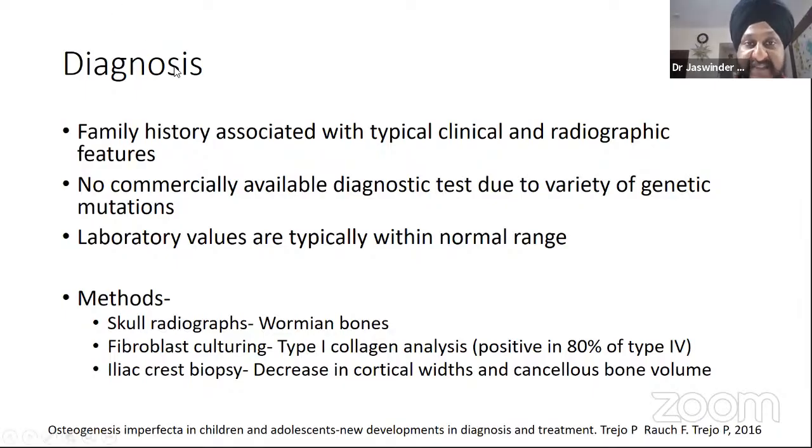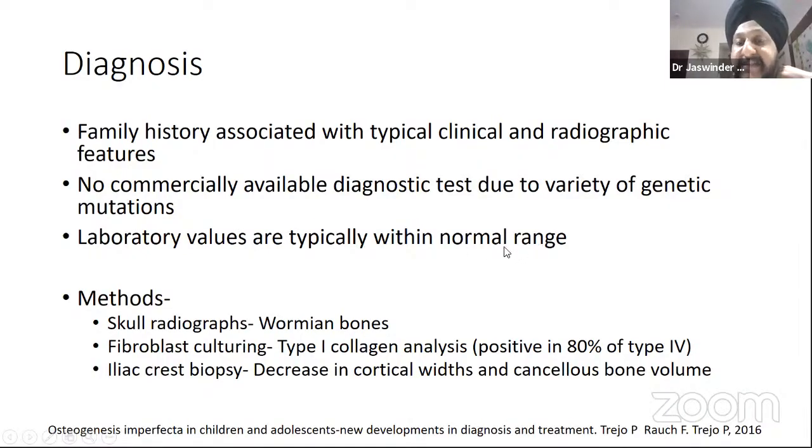Coming to the diagnosis of this disease, we'll also include the clinical features for the sake of the DNB students, the PG students here. So the diagnosis is basically based on the family history of the disease associated with the typical clinical and radiographic features. As such, there is no commercially available diagnostic test due to the variety of genetic mutations, as we just discussed. The lab values when done in a typical patient will be in normal range.